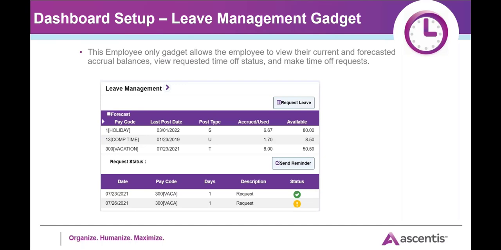And then at the very last part of it, it's going to show where the status of each of the requests are for the current pay period and into the future. So we can see we have one approved request. That one has the green check mark, and we have one pending request, which shows that yellow exclamation point.